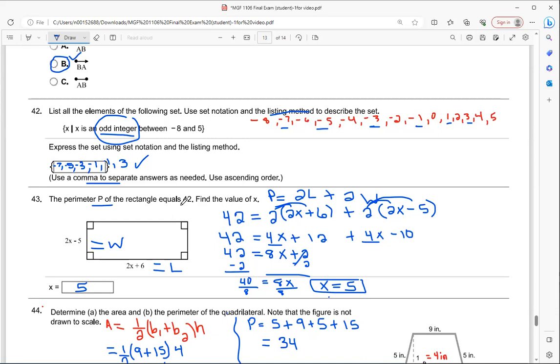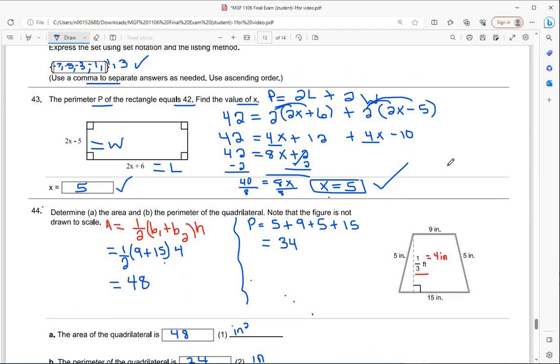Since our perimeter was given to us in the question as 42, we want to solve that equation. We subtract 2 from both sides. We get 8x equals 40, and then we divide by 8. 40 divided by 8 gives us x equals 5, and we found the value of x. That's our answer.